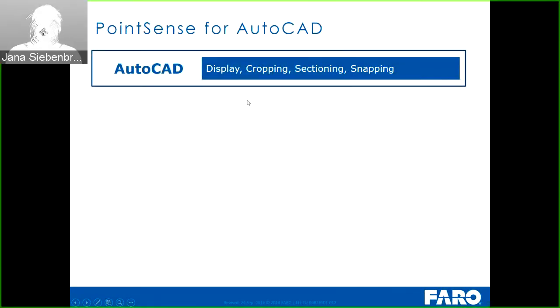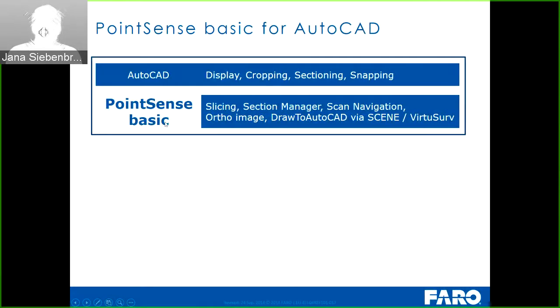AutoCAD itself does have some native point cloud tools for displaying and cropping, sectioning, and snapping to point clouds. With our PointSense Basic product, we add some additional tools for cropping and slicing, and we have a good section manager to turn on and off the visibility of certain sections. We also offer a scan navigation tool. You will get to know it in a while.